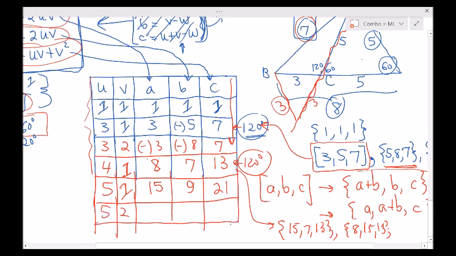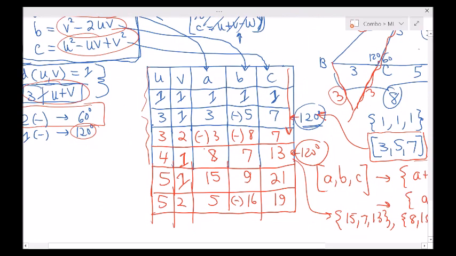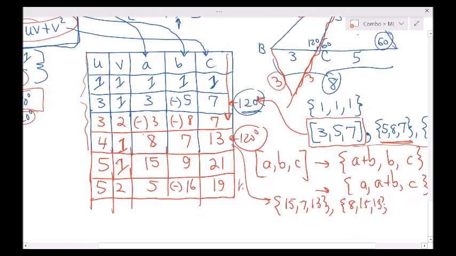Okay, 5 and 2, you get 5, 16 and 19. That's correct. 5, 16 and 19, because there's a single minus sign. A single minus sign means it's a 120-degree triangle. Perfect. So this one is also a 120-degree triangle, just like this one.